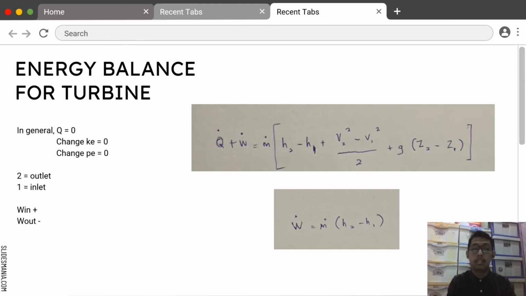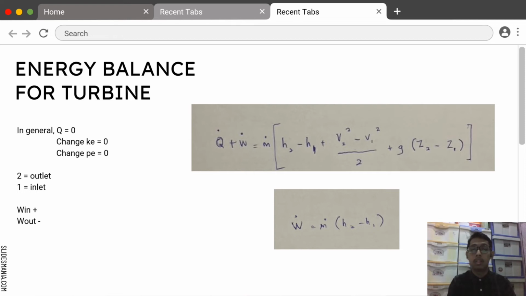This is the equation for energy balance for turbine. We can see at the right side, the longest one. In general, Q is 0. Most likely Q is 0, so we cancel the Q. For the W, mostly there is no increase or decrease in fluid, so we consider the change of kinetic energy and potential energy to be 0.